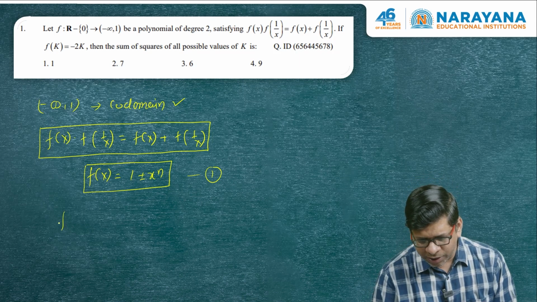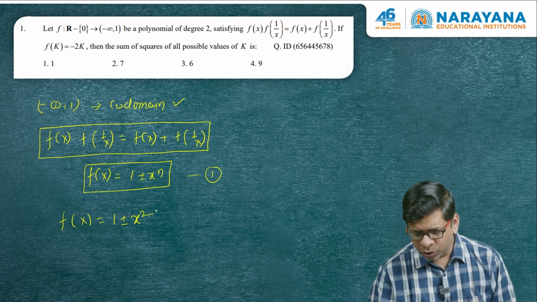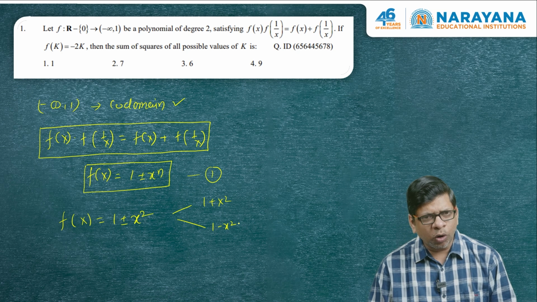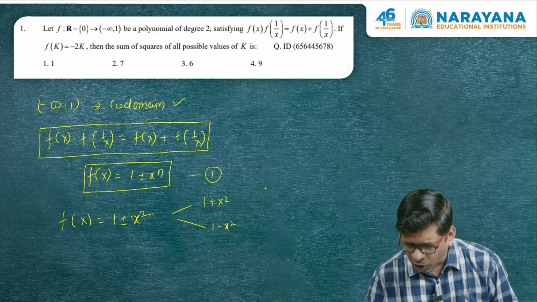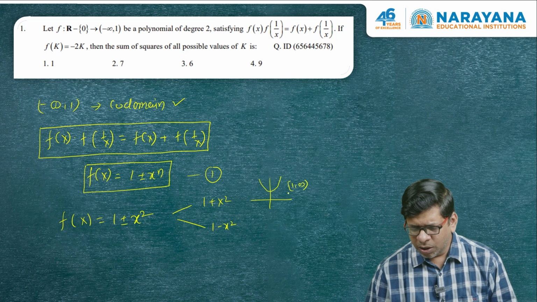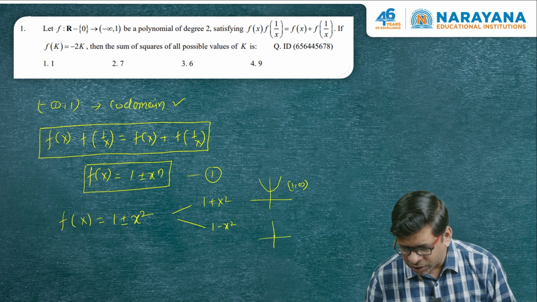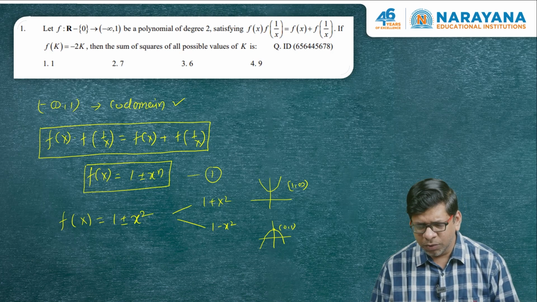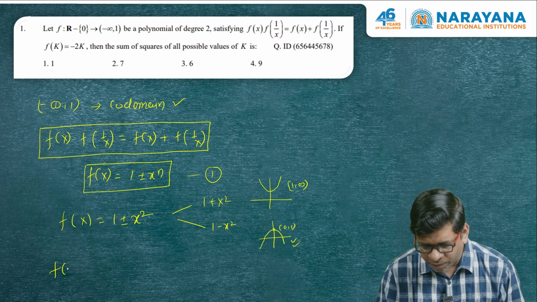Now what they said is, it is a second degree polynomial. It means n becomes 2. So there are two possibilities, 1 plus x square or 1 minus x square. What is the domain given to us? All R. For all R, the range of 1 plus x square will be 1 to infinity, and for all R, the range of 1 minus x square will be minus infinity to 1. And what I want is minus infinity to 1. So this is my function. f of x should be 1 minus x square.